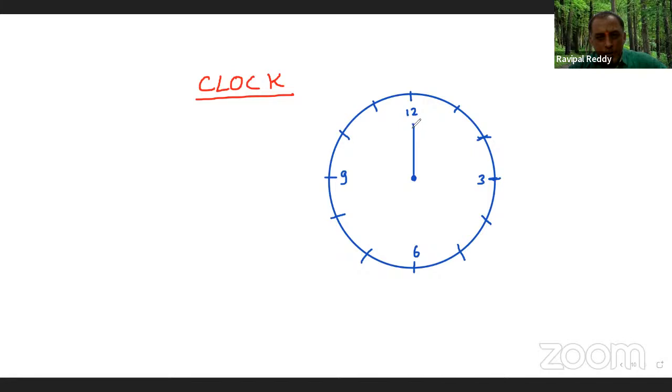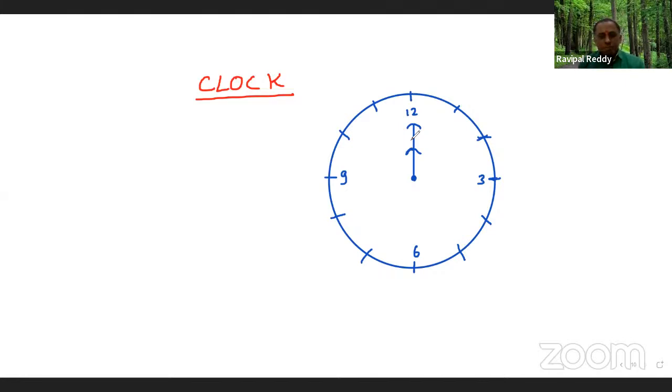For example, let the present time is 12 o'clock. Exactly at 12 o'clock, the minutes and hours hands will coincide at 12. Right or wrong? So now today's topic.